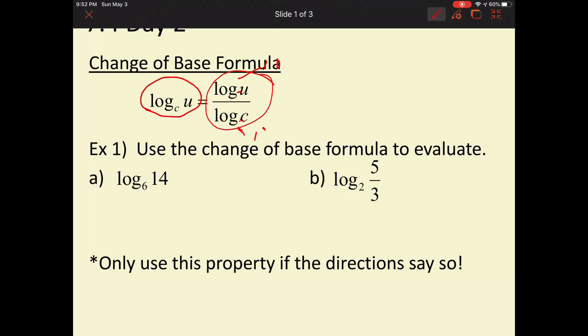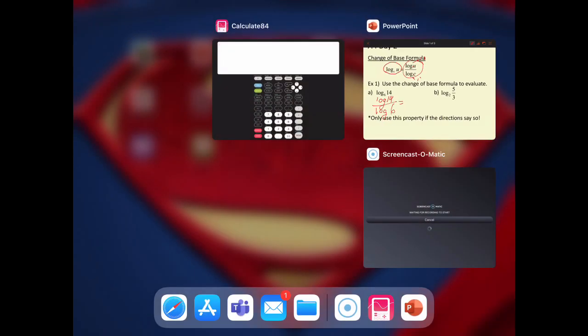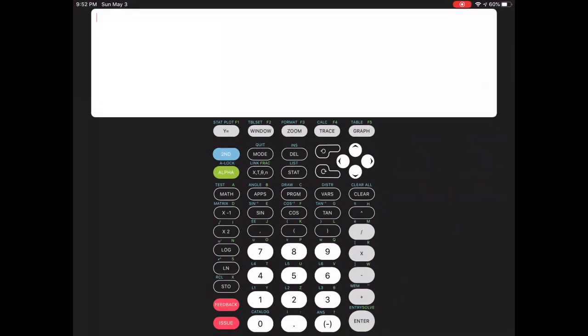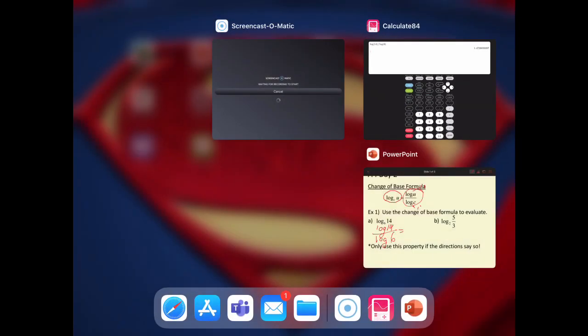So we jump right here and it says use a change of base formula to evaluate. This is actually really easy to do, as long as you follow this little formula. We're going to take the log of 14 and divide it by the log of 6. In your calculator, that's exactly what you're going to type: the log of 14, and then don't forget to close your parenthesis, divided by the log of 6. We press enter, we get 1.47, and that's our answer.